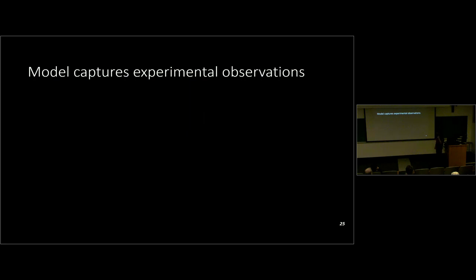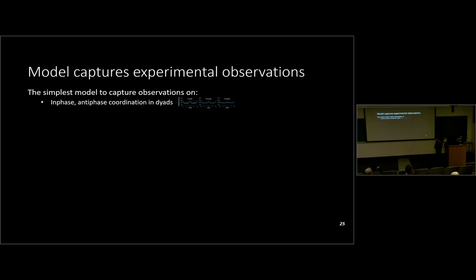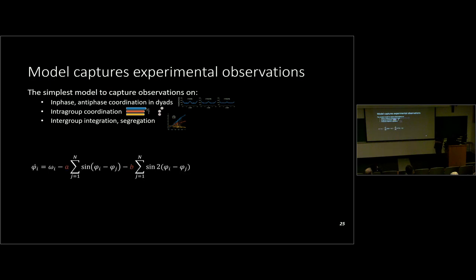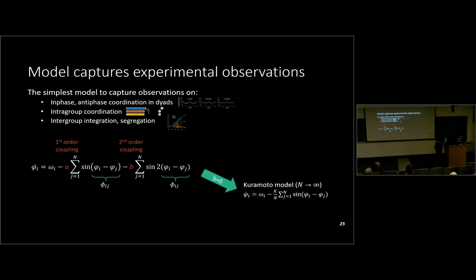So what I want to do is the simplest model possible to capture three important quantitative results that I observed at the dyadic level, intragroup level, and intergroup level. And after some tinkering around, I found the simplest model that can reproduce all these phenomena on multiple levels of description takes this form. It says the dynamics of individual oscillators is a function of their relative phase, unsurprisingly, and it depends on the coupling strength of the first order coupling and the strength of the second order coupling.